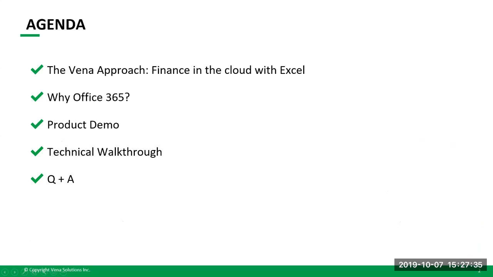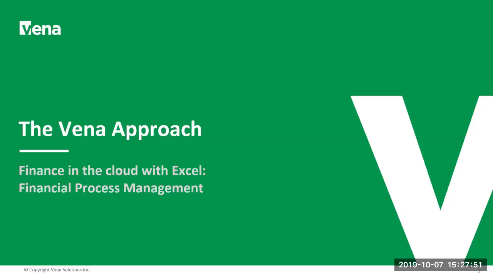So first, we'll speak a bit, as I said, about the Vena approach, so finance in the cloud with Excel. Why we elected to use Office 365, a quick product demo, and then a technical walkthrough so you can understand the tech we've used. We'll skip Q&A for this session because it's just a recording.